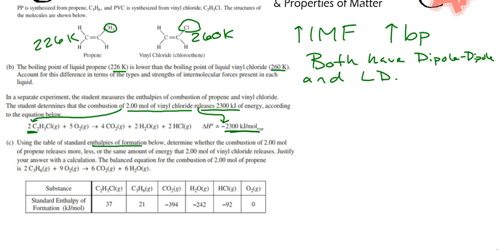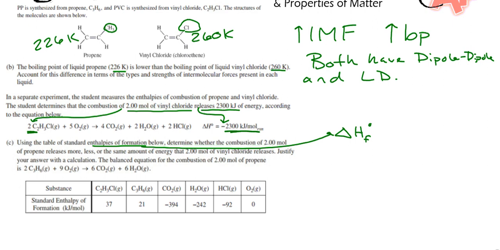Okay, C, using the table of standard enthalpies of formation. By the way, let's talk about that quick. That's what that means. Do you ever see that phrase? Standard enthalpy of formation. It's making each of these from its elements. Okay? Determine whether the combustion of 2 moles of propene, instead of 2 moles of the other one, releases more or less or the same amount of energy that 2 moles of the vinyl chloride, which is above. Justify your answer with a calculation. So I just got to do math. Okay, I'll help set it up. You can do the math on this.